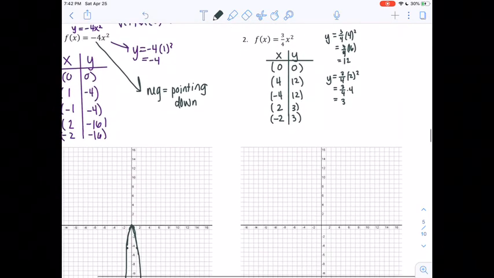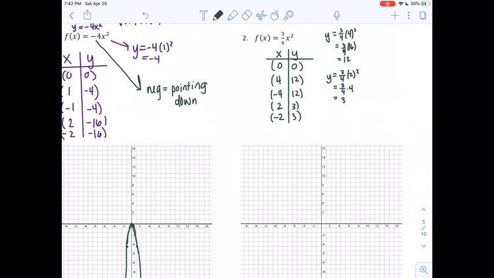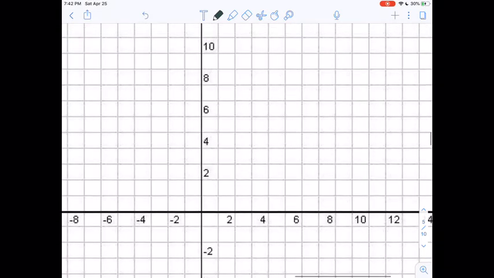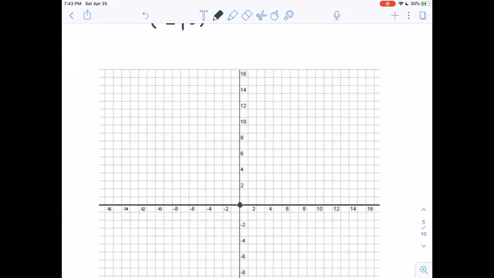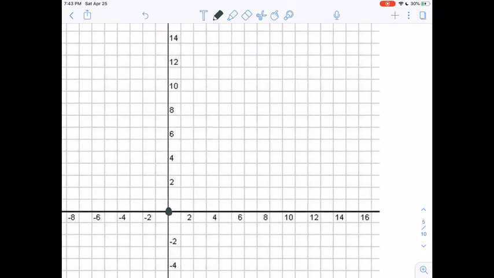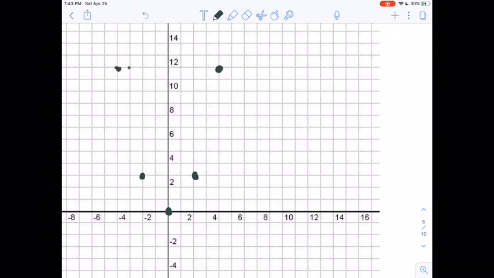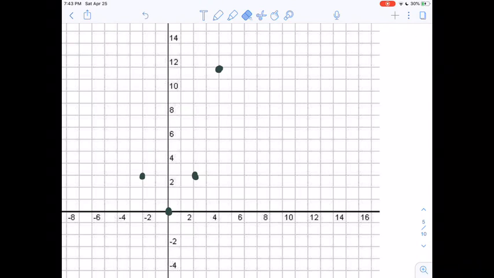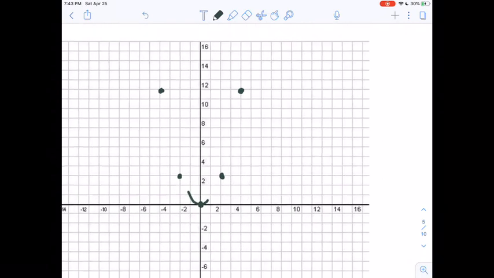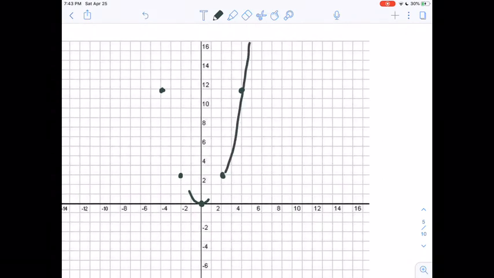Okay, so I know that my graph is going to go upwards because 3/4 is positive. So I'm starting at 0, 0, and I have 2, 3, and negative 2, 3, and then we came up with 4, 12, and negative 4, 12. Okay, and then I'm going to connect my points.